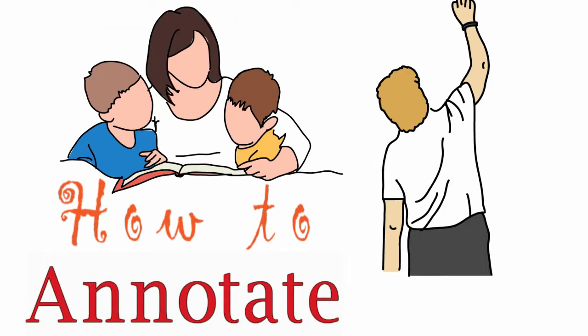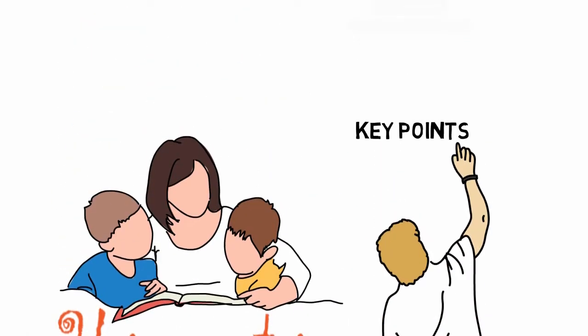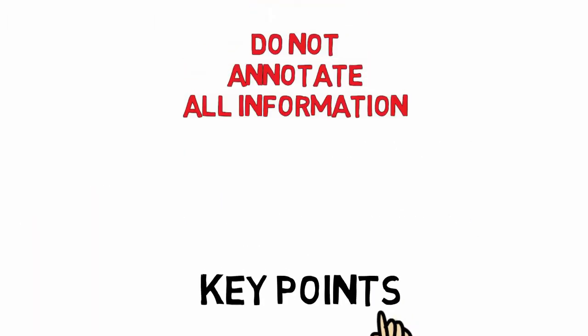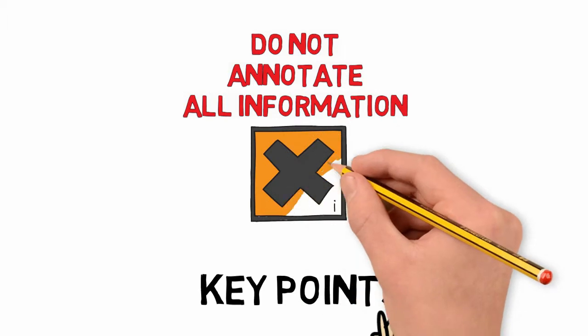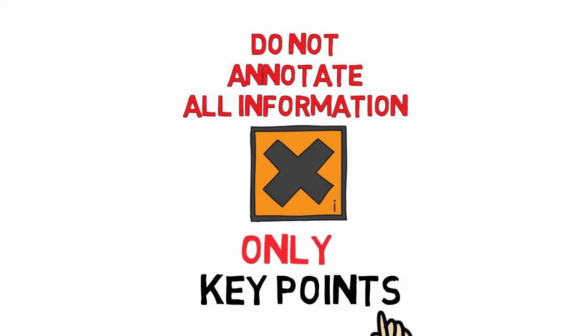Read each paragraph and annotate key points at the side. Be alert that not all information presented has to be mentioned. Annotate only key points. Other information only serves as elaboration to the key points, so do not include them.